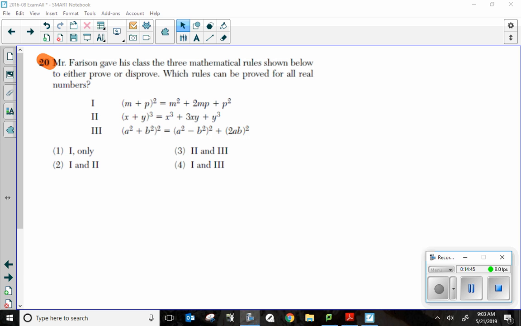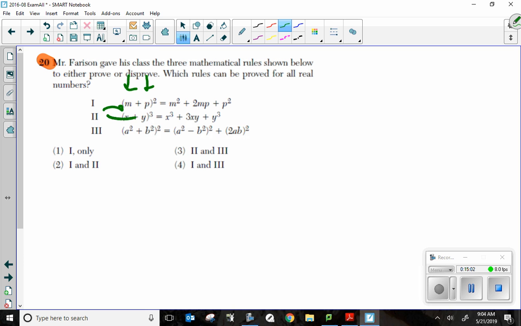I'm going to take a look at this first one now. I know I told you that if you graph something in y1 and on the other side in y2, if the graphs are the same, that means they're equal. But that's only if there's one variable. You see, for 1, you have an m and a p. Two variables. I can't do that. For 2, we have an x and a y. Can't do it in a graphing calculator. And for 3, we have an a and a b. So the graphing calculator is useless to us at this point.